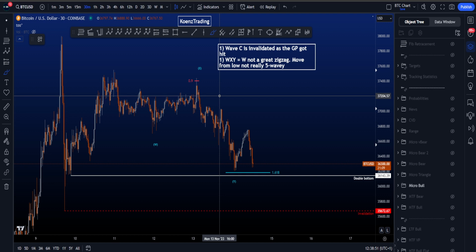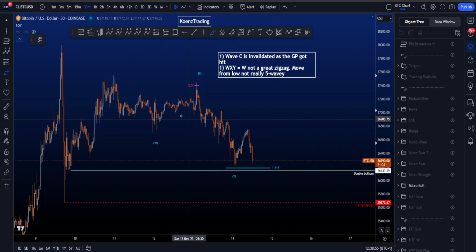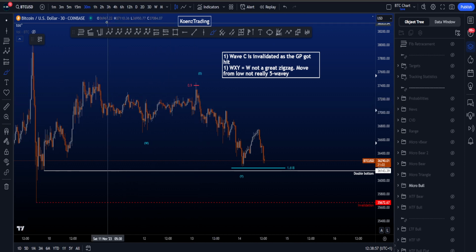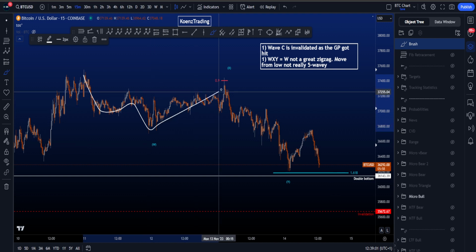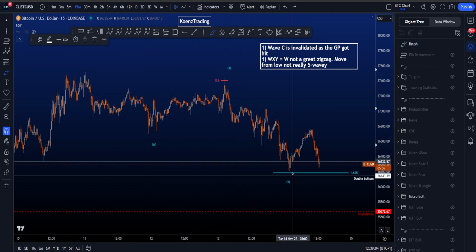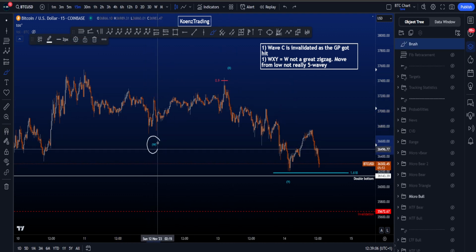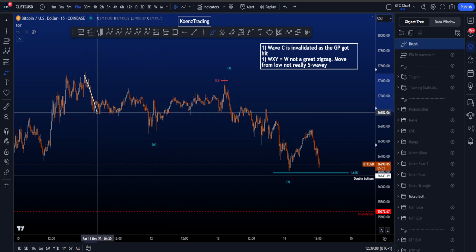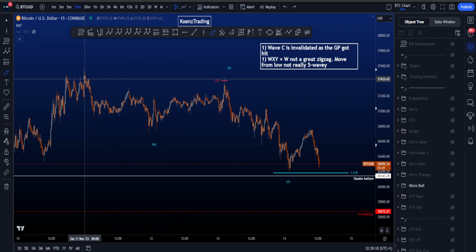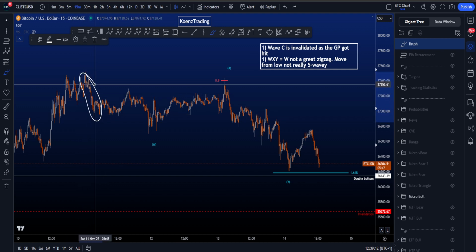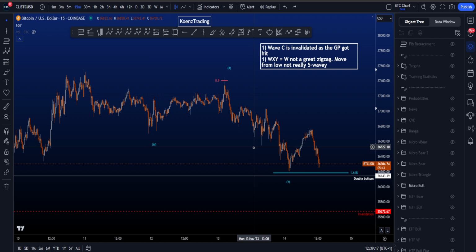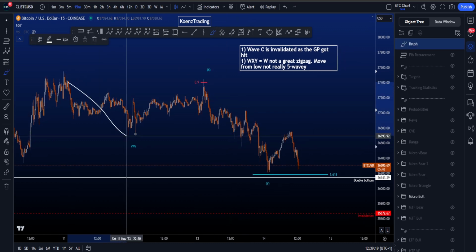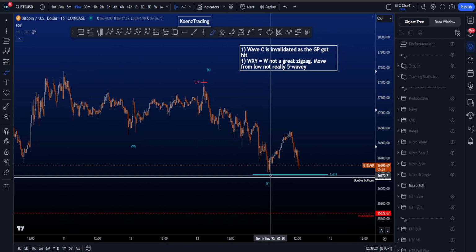Now then we are left with a WXY scenario, which then has to be a double zigzag. Now double zigzags are not that common, but my main issue with a potential double zigzag here, an ABC in W, then you have X and another ABC to the downside in a wave Y, is the zigzag in wave W, because if we are looking for a 5-3-5 in W, yeah, you could get a 5-waver in here, but this looks very 3-wavy and not 5-wavy, which for me also lowers the probabilities of this being a double zigzag to the downside.